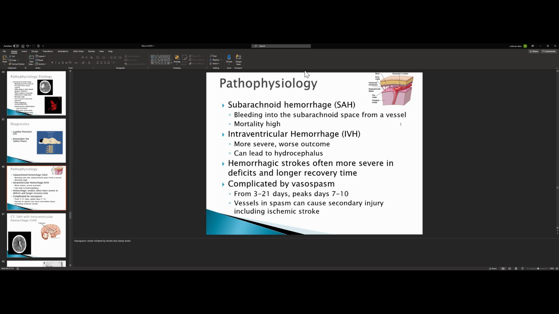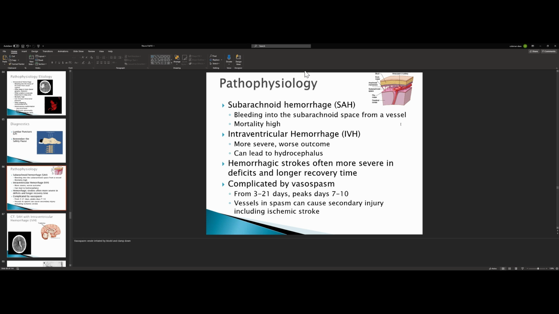This can lead to infarction if it is not treated. So you have to very closely monitor these patients. Your vasospasm window is up to 21 days and typically peaks around days 7 to 10 or 4 to 10, depending on which one you look at.